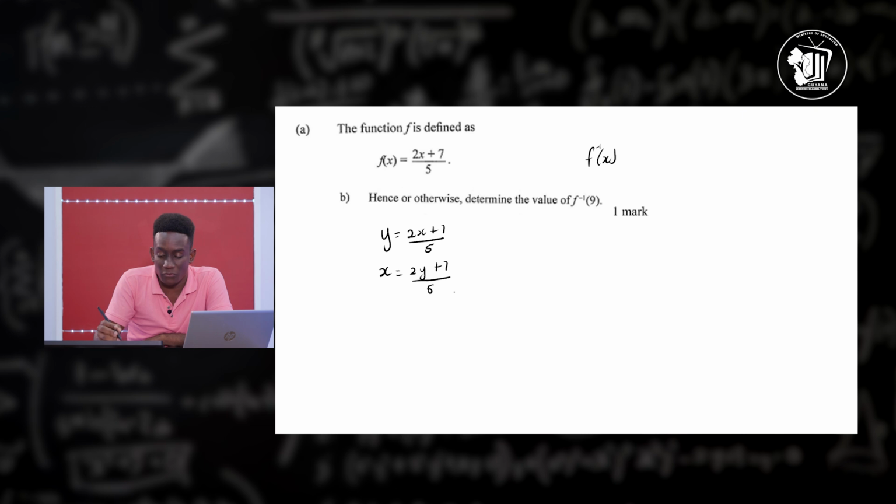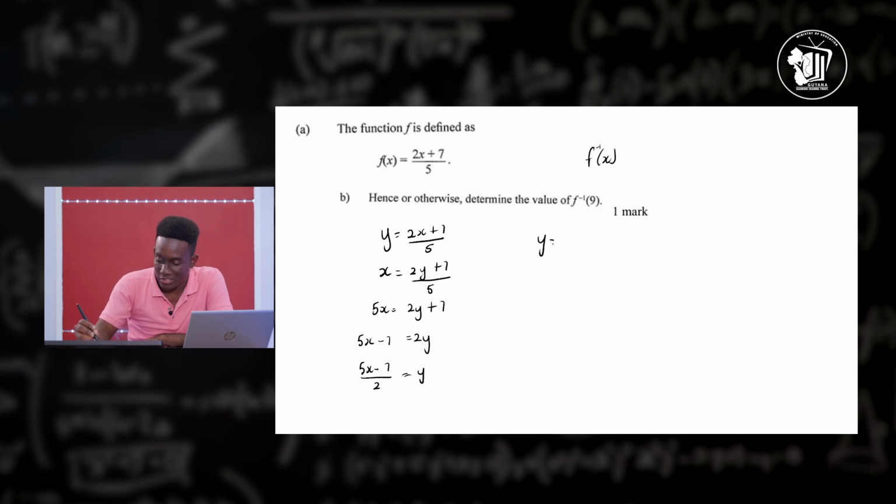And then we just solve for y. So we take over the 5 that is dividing, we take it over and multiply. So we'll have 5 times x, which is 5x, is equal to 2y plus 7. So the 7 is added, and we take it over and subtract. So we'll have 5x subtract 7 is equal to 2y. And then to solve for y, we just take over the 2. The 2 is multiplying, and we take it over to divide. So we'll have 5x subtract 7, all divided by 2 is equal to y.